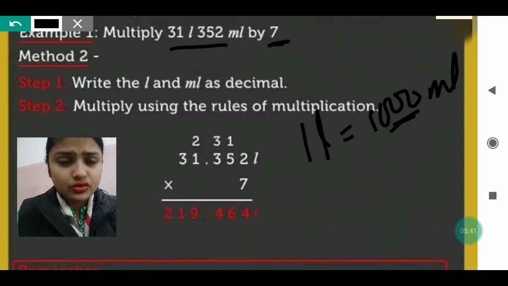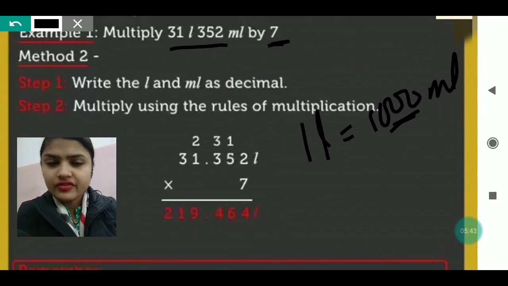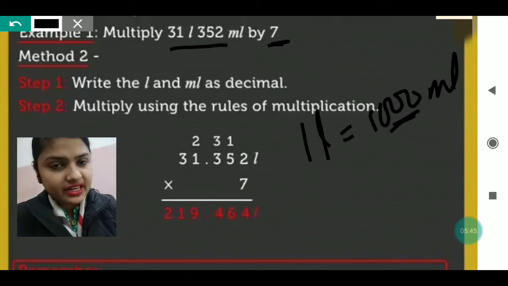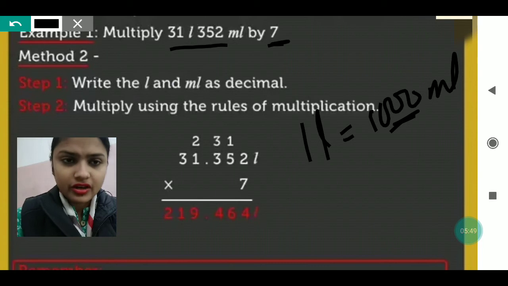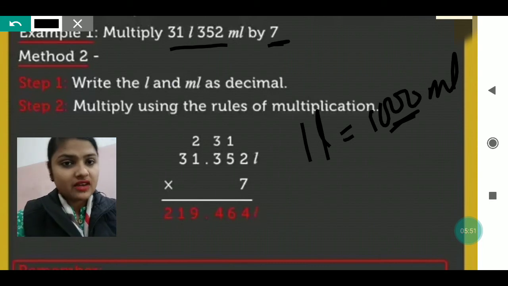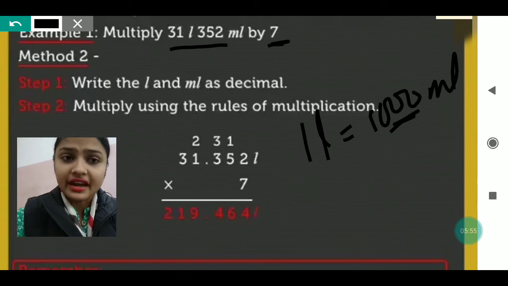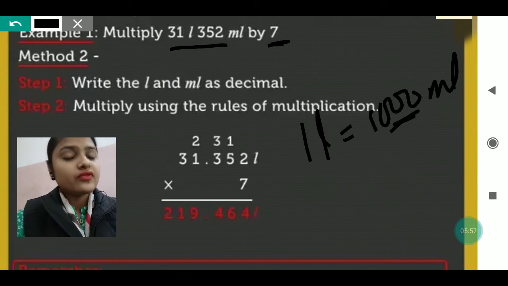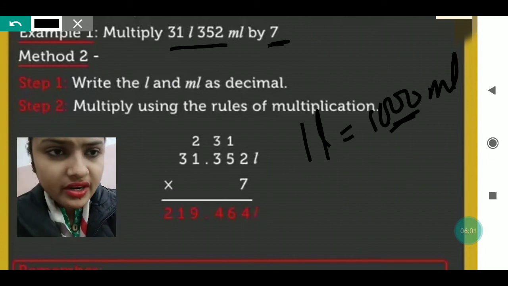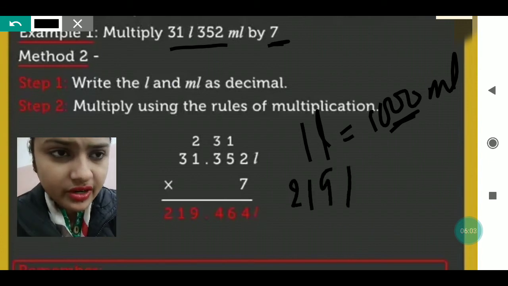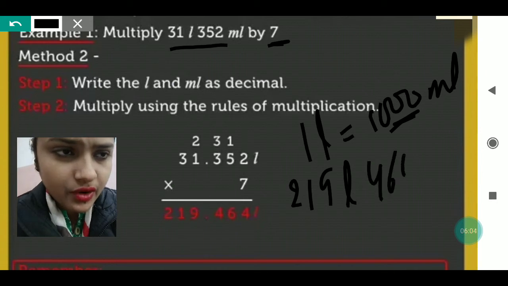After 352, before 352 we have put 0, and then I have written 31, and then I have multiplied 7 with all the digits. Okay, I have got the same answer which I got previously, that is 219.464. Only the difference is that in place of 219.464, there it was written 219 liter and 464 milliliter.